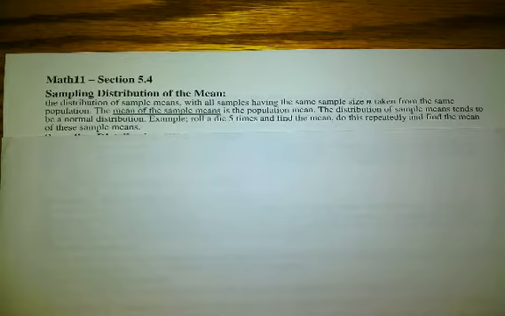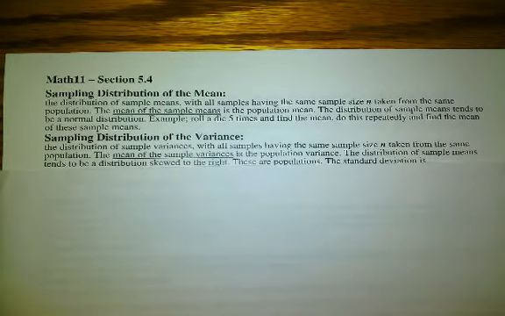For example, if you roll a die 5 times and find the mean, and do this repeatedly and find the mean of each of those samples, the mean of those sample means will follow a normal distribution.